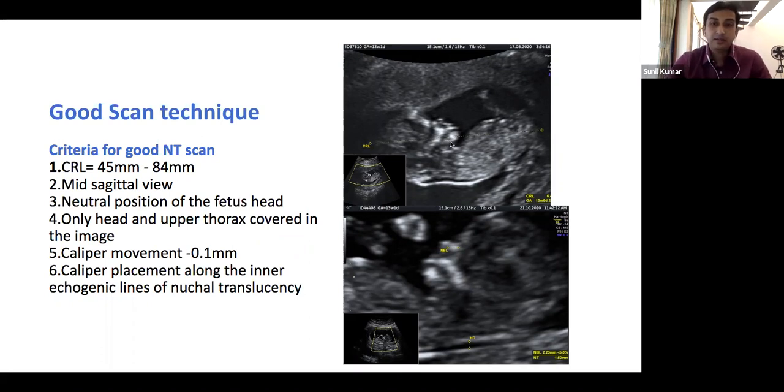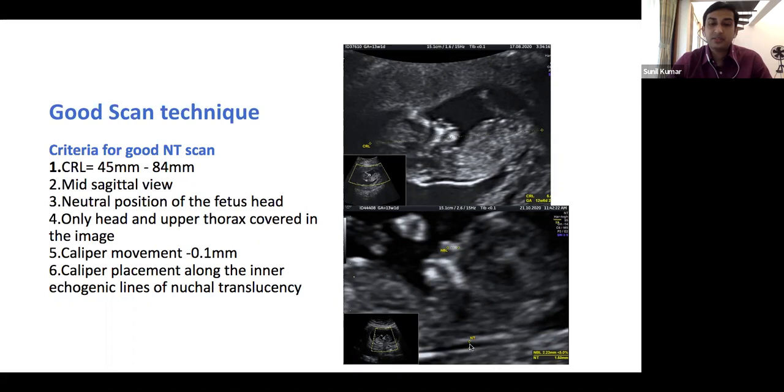Then the head of the baby should be in neutral position. See here, this is the chin, this is the chest wall. This gap should be there to tell it is in neutral position. Sometimes it will be flexed or the neck too much extended, which will alter the value of the nuchal translucency. Only the head and upper thorax should be covered in the image, meaning zoom should be optimum. Then caliper movement of 0.1 millimeter should be there.